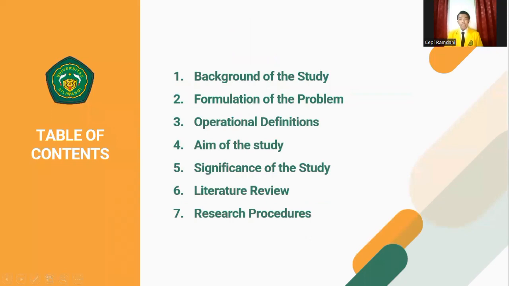In this presentation, there will be 7 points that I'm going to explain. The first one is background of the study. The second is formulation of the problem. The third is operational definition. The fourth, aim of the study. The fifth, significance of the study. The sixth, literature review. And the seventh, last but not least, is research procedures.